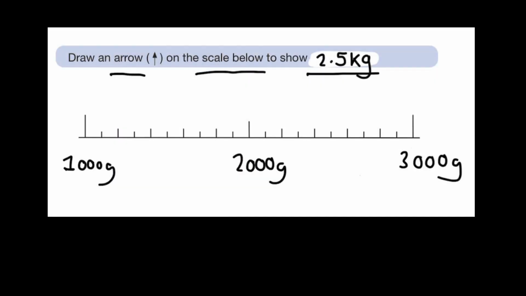So this says draw an arrow on the scale below to show 2.5 kilograms. The scale this time is in grams. It starts with 1,000 grams, in the middle is 2,000 grams, at the end is 3,000 grams. So I would start off with converting the grams to kilograms to make things easier for you. But pause the video now and have a go.